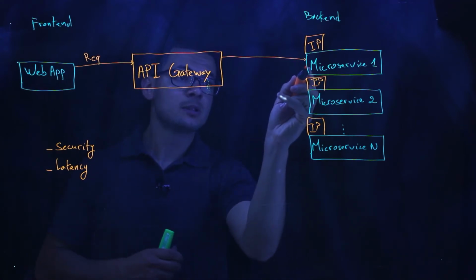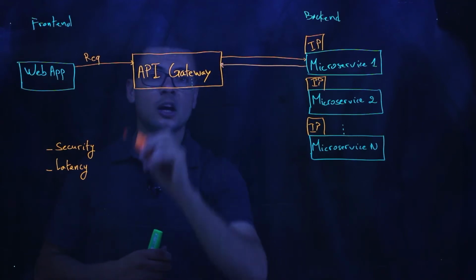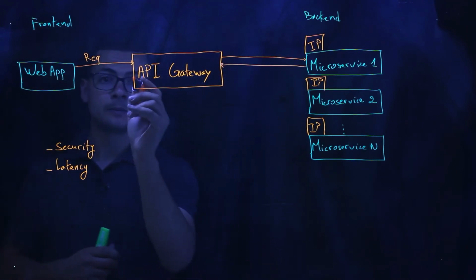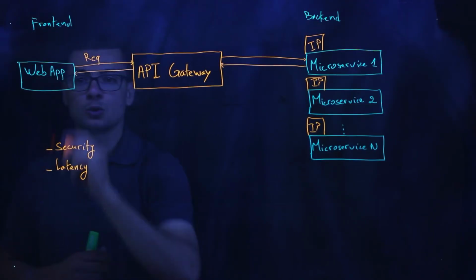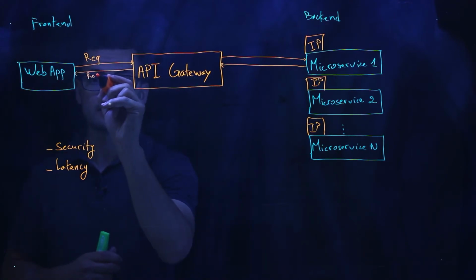If it gets the response back from that microservice, the response back will get back to the API gateway. Then the API gateway will return that response to the web app. So here we'll have a response.